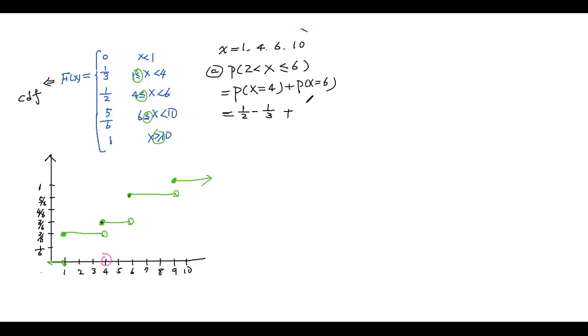So what is here? This is 5 over 6 minus 6 is here, right? Right, so it's 5 over 6 minus what? Minus 1/2, right? Okay, so this is 1/6 plus 5/6 minus 1/2 is 2/6, right? Okay, so it's 2/6. So now this is 3 over 6. So we have what? We have 1/2.